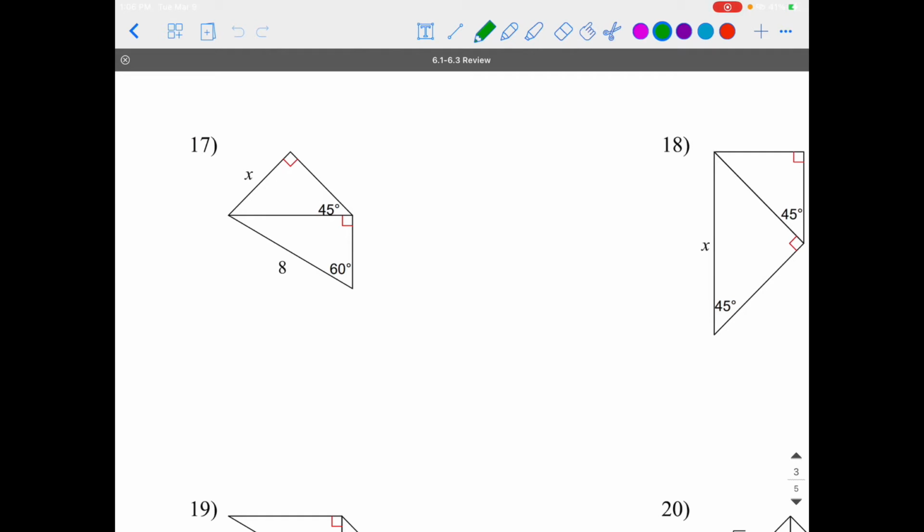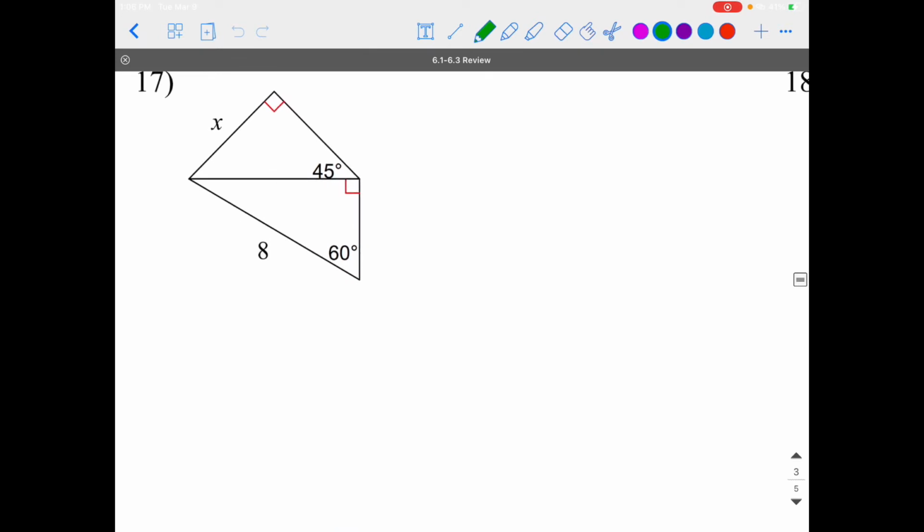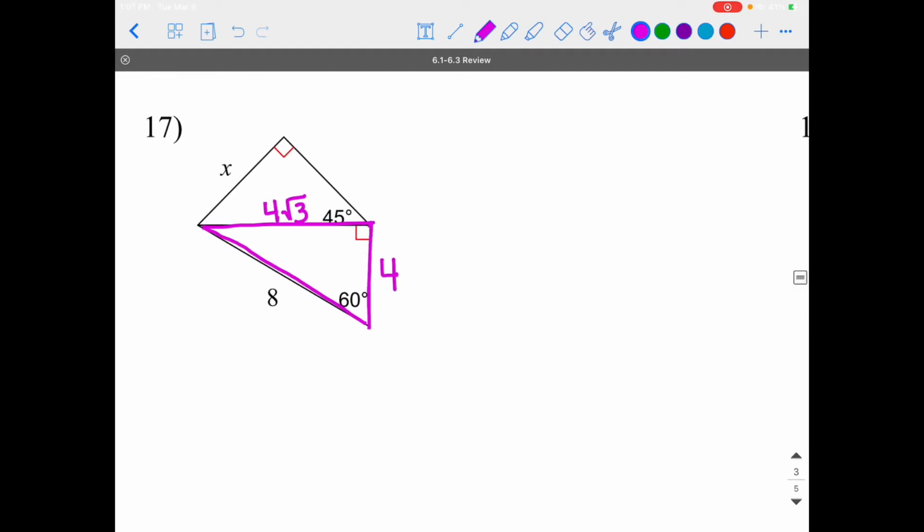I'm going to skip to number 17. This one, the first triangle that we're going to look at is right here. We're given the hypotenuse, which means that the short leg is 4 and the long leg is 4 radical 3. Now that long leg is also the hypotenuse of this 45, 45, 90. So in order to find one of the legs, we have to take 4 radical 3 and divide.